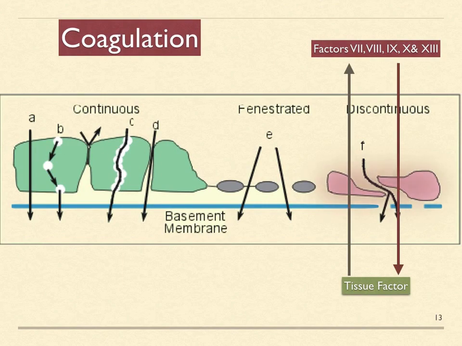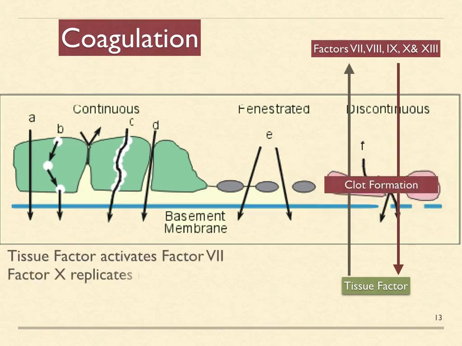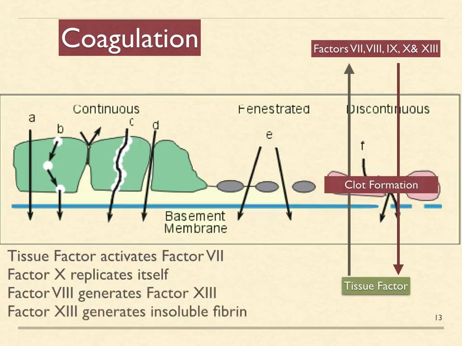Tissue disruption directly and simultaneously exposes tissue factor to all 4 blood enzymes. Tissue factor activates factor VII, to generate small amounts of thrombin that initiates the interaction. Factor 10 elevates thrombin generation to replicate itself. Factor 8 further elevates thrombin generation to energize its conversion of factor 10 to factor 13 to generate insoluble fibrin. And factor 9 exaggerates factor 8 activity.